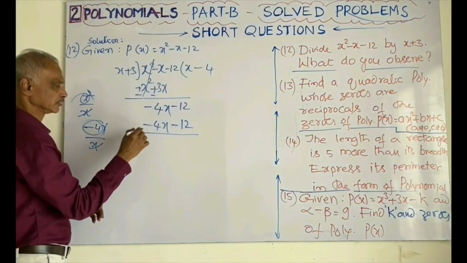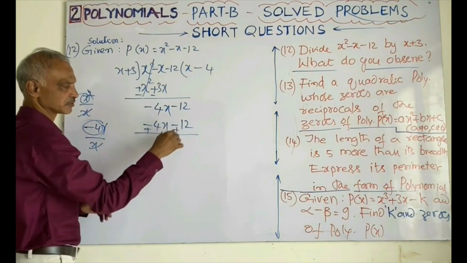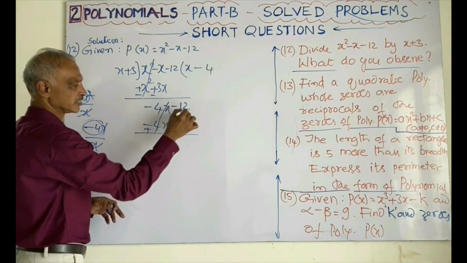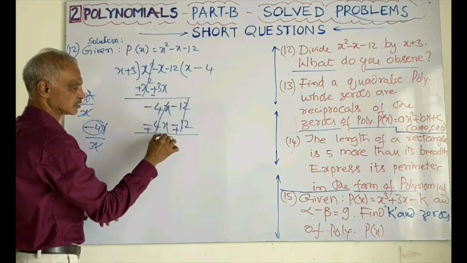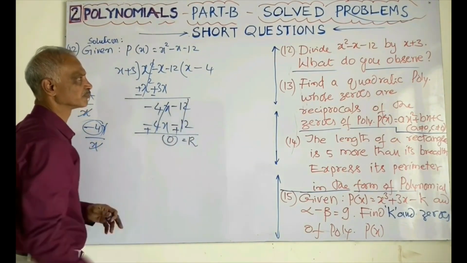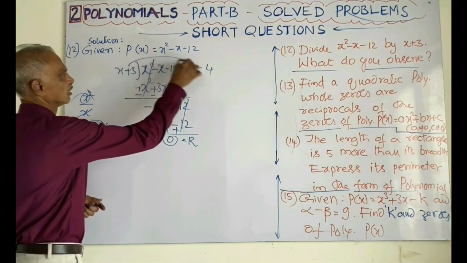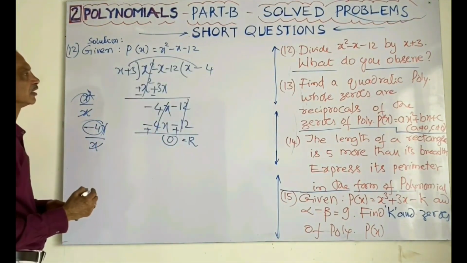See, subtracting, minus becomes plus, minus becomes plus. Minus 4x plus 4x cancel. Minus 12 plus 12 cancel. What is the remainder you are getting? 0. If you get the remainder as 0, then what is the division algorithm?